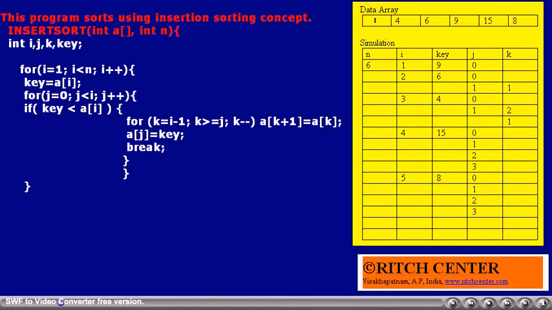Now j value is 3. A of 3, that is 9. 9, is it greater than 8? Rather 8, is it less than 9? Yes. Thus 8 has to be inserted before 9. Before doing this, we have to move 15 by 1 unit, 9 by 1 unit. For doing this, the k for loop will be executed.